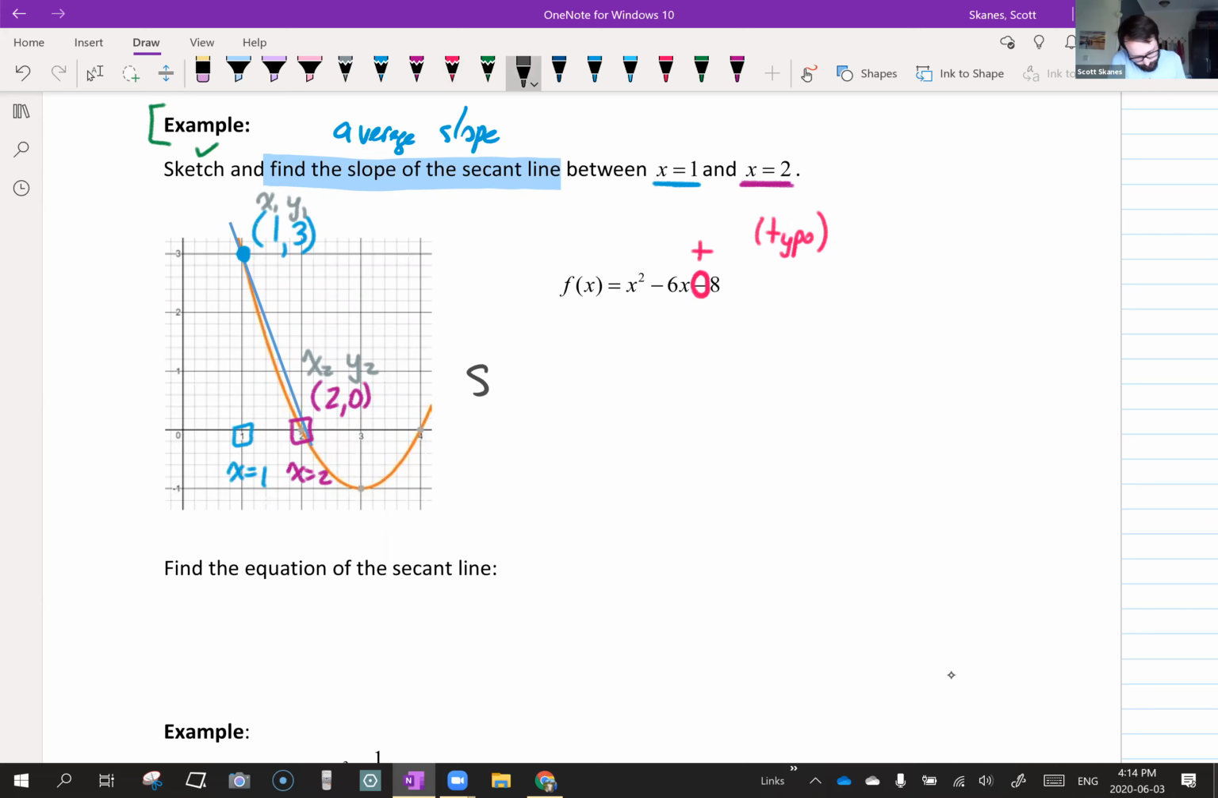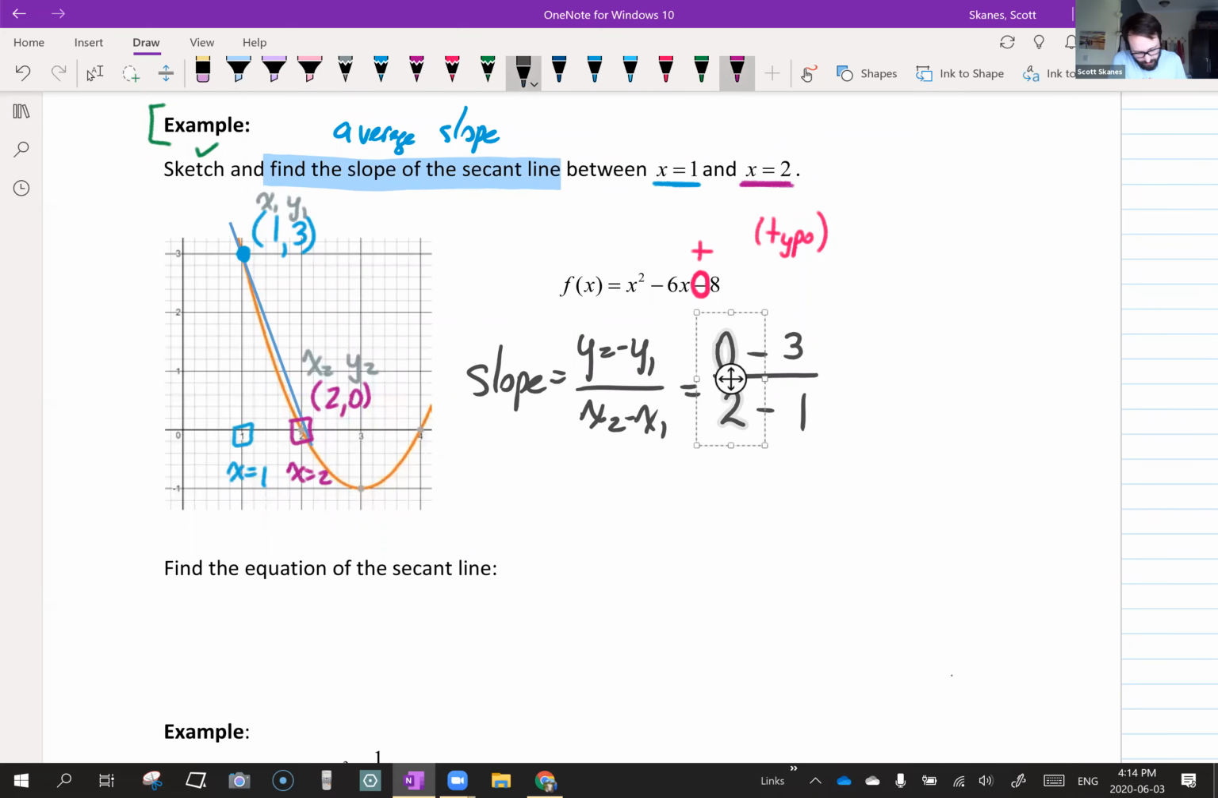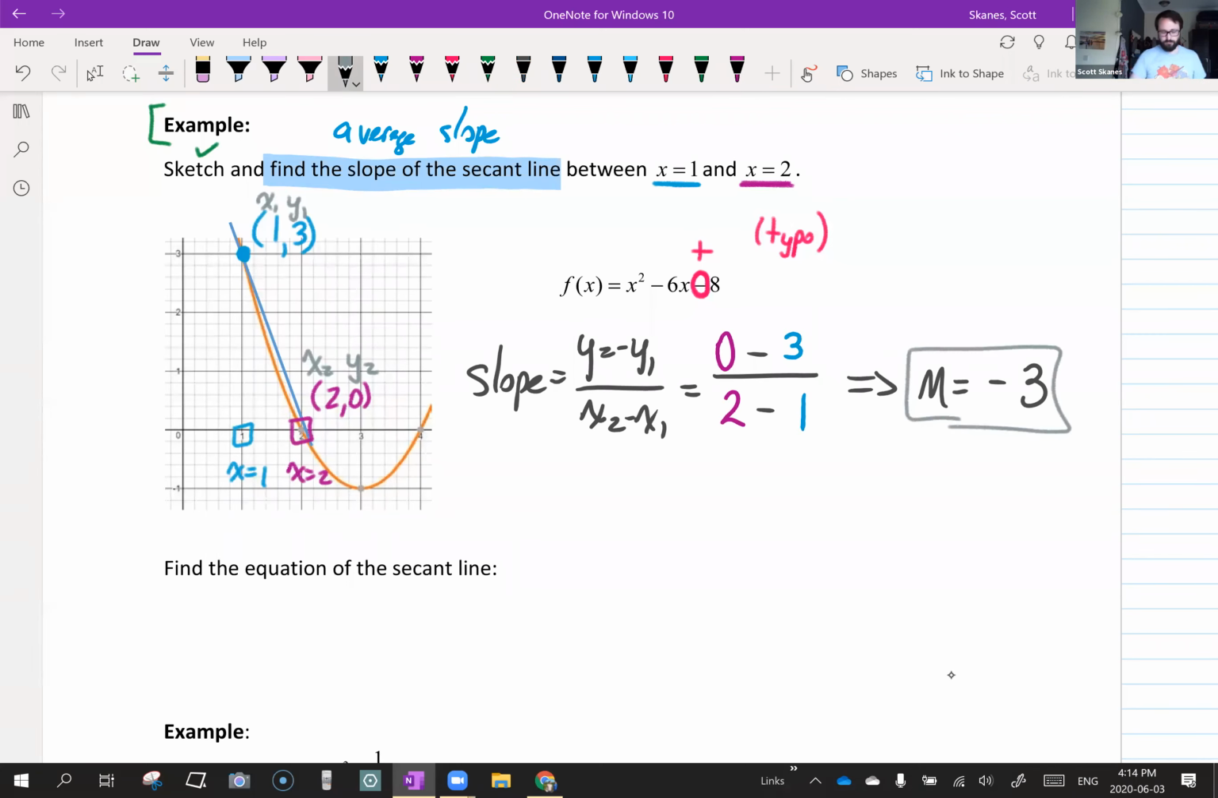So let's get the slope. Slope is y2 minus y1 over x2 minus x1. y2 is 0. y1 is 3. x2 is 2. x1 is 1. The order matters, so be careful. What we end up with here is negative 3. On top, negative 3. On bottom, 1. Negative 3 over 1, negative 3.